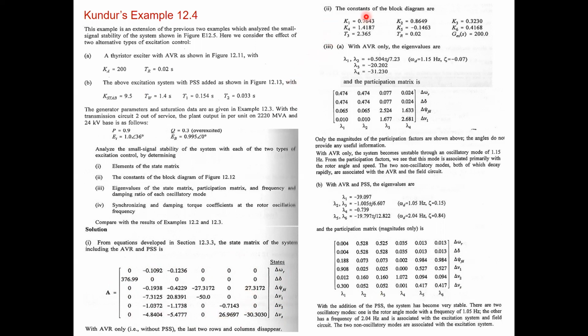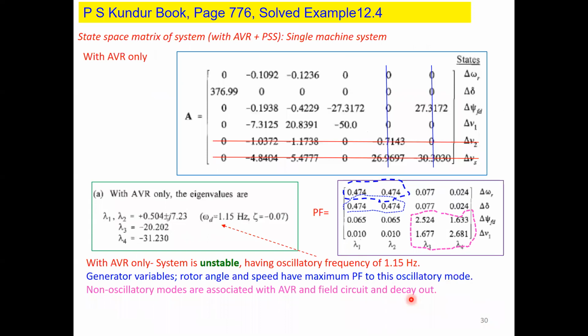And with these values, they have obtained the eigenvalues and then the participation factor. And the second part, with PSS included, all that part they have given. So here I have some discussion with the state matrix. If you can refer to this page.